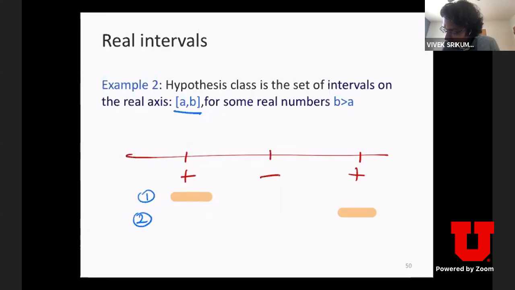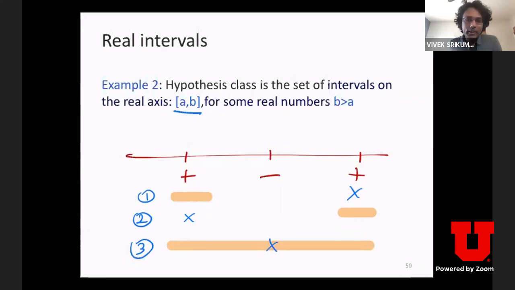In the first case, you make a mistake here. The second case, you make a mistake here. And in the third case, where we put all of these together, we make a mistake here. These are the only way in which we can attempt to cover at least one of the positives. Any other interval we consider will cover neither of the positives.